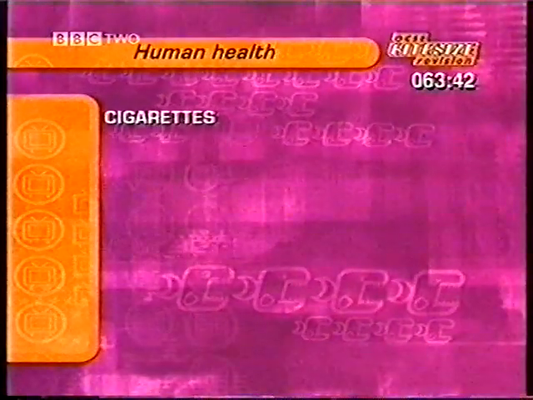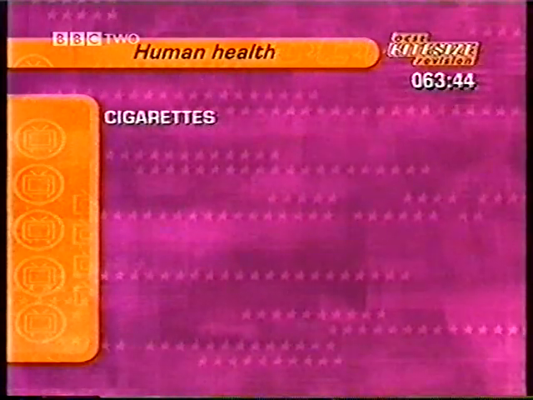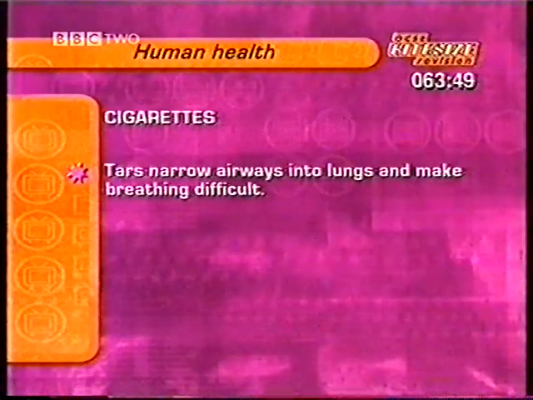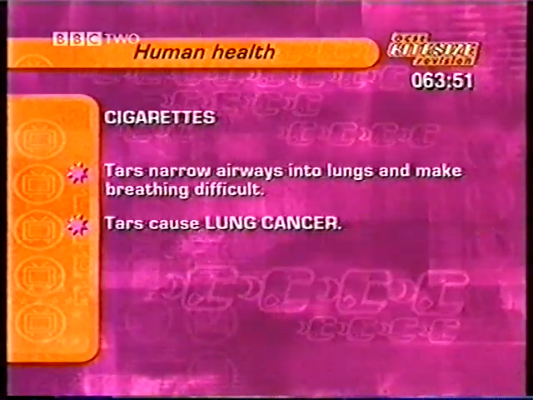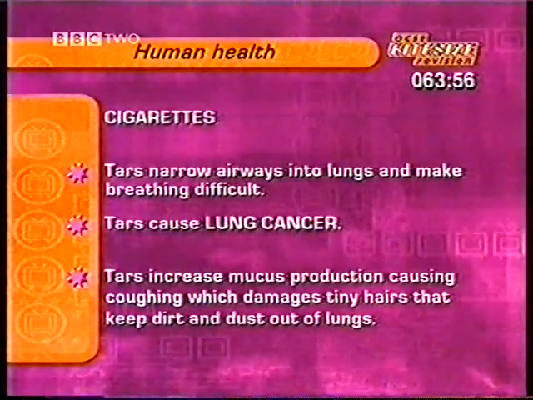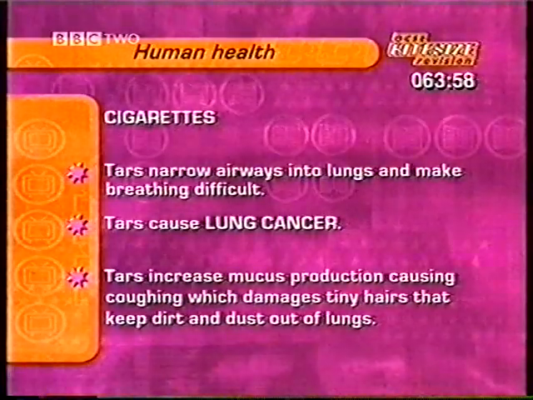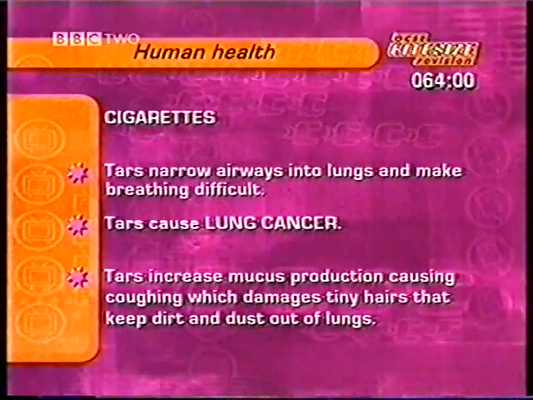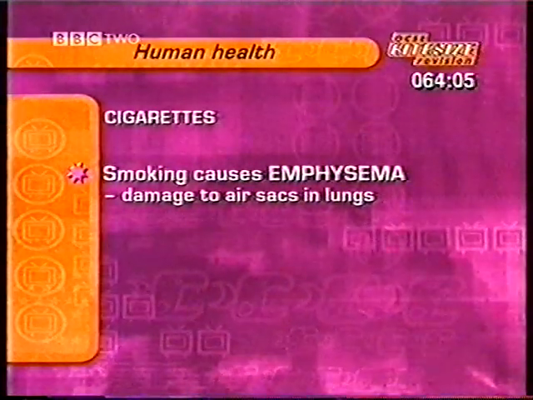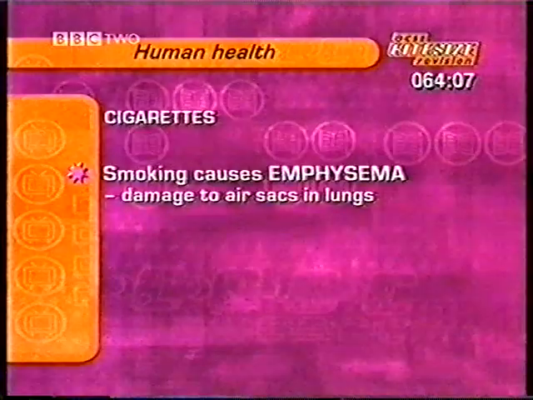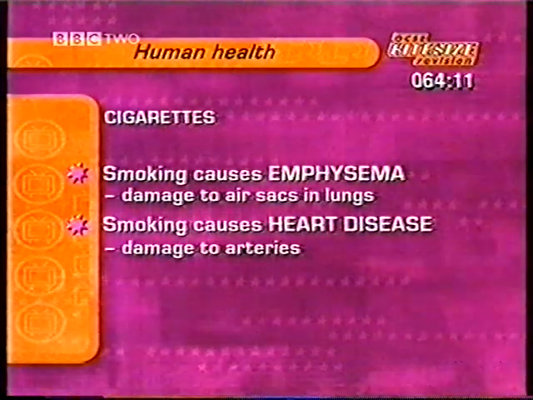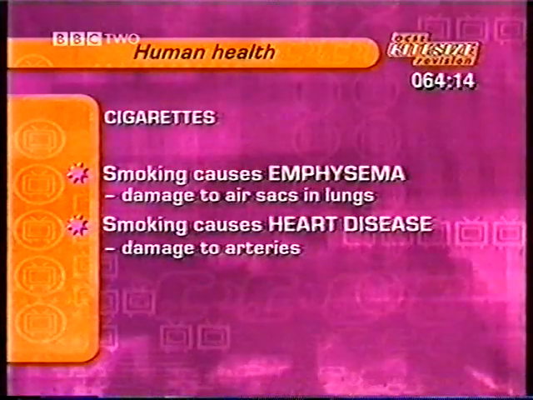We saw that most damage is done to the lungs by cigarette tars. They can narrow the airways into the lungs, making breathing more difficult, and cause cancer of the lungs themselves. Tars increase mucus production. This causes coughing, which damages the tiny hairs, the cilia, that keep dirt and dust out of the lungs. Smoking cigarettes also causes emphysema, in which the lungs' air sacs are damaged by tar and stop working properly. Smoking also causes heart disease because it damages the arteries.